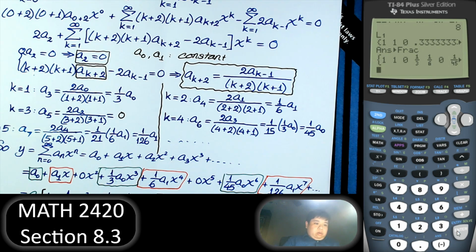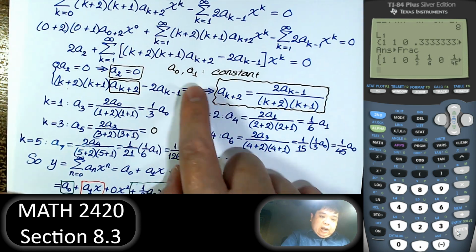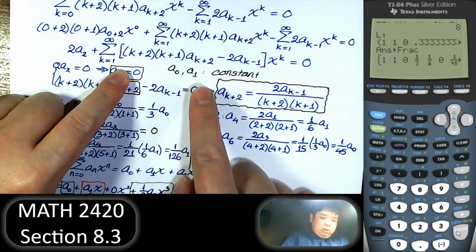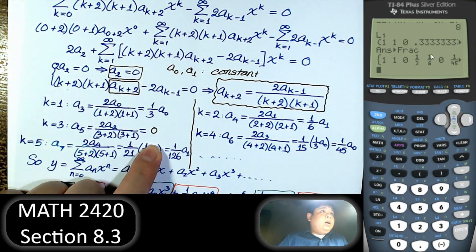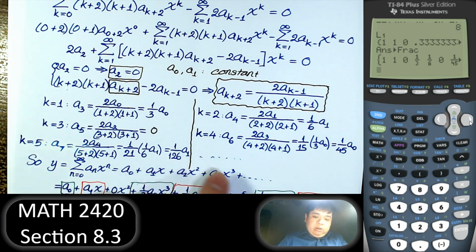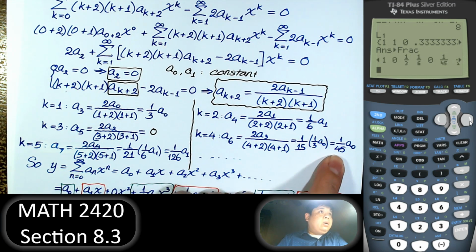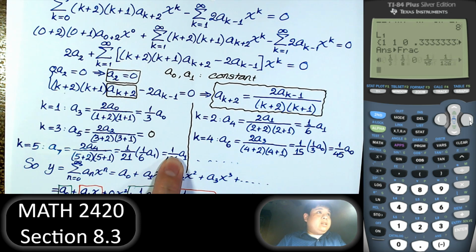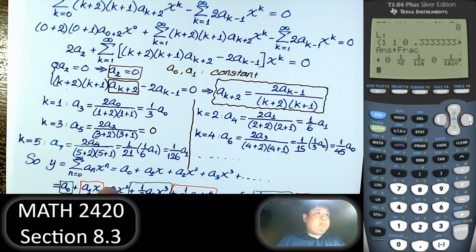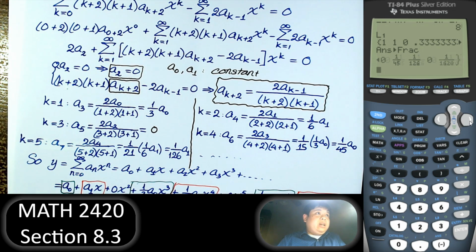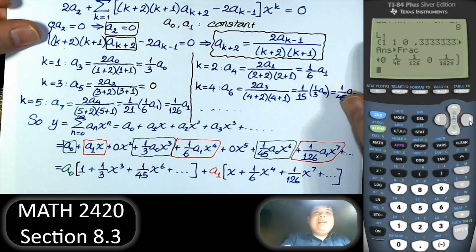Right, so 1, 1, 0, 1/3, 1/6, 0, 1 over 45, 1 over 126, and then 0, the next one is 1 over 1620, and then of course if we want more, then we'll have more, right? So that's what we have, right?